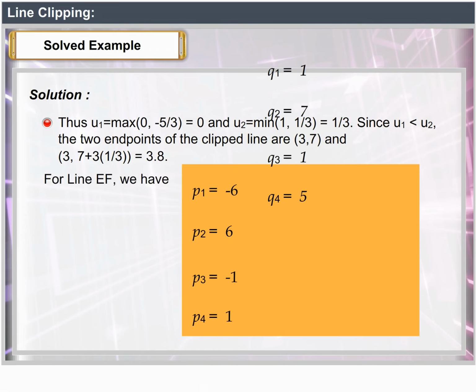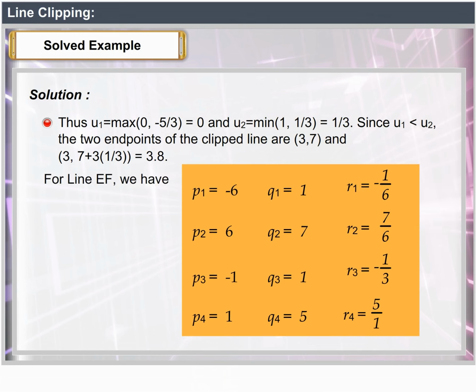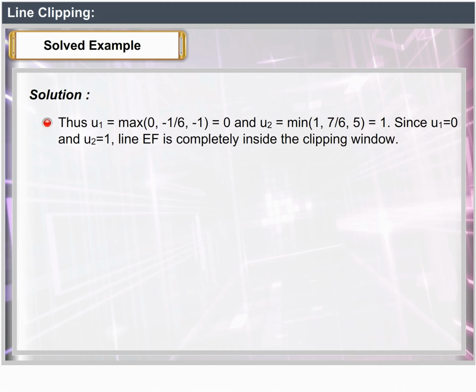For line EF, we have the following parameters. Thus, U1 equals max of 0, -1/6, -1, which equals 0, and U2 equals minimum of 1, 7/6, 5, which equals 1. Since U1 is 0 and U2 equals 1, the line EF is completely inside the clipping window.